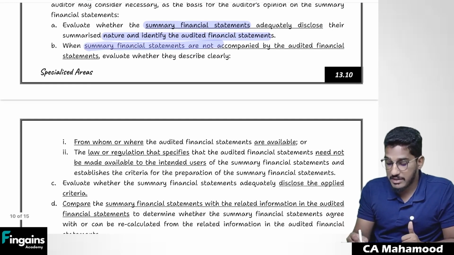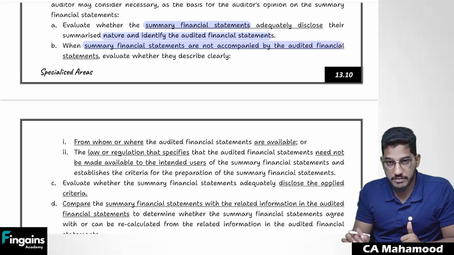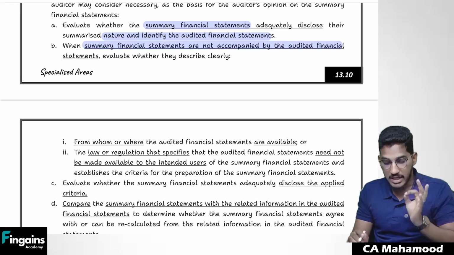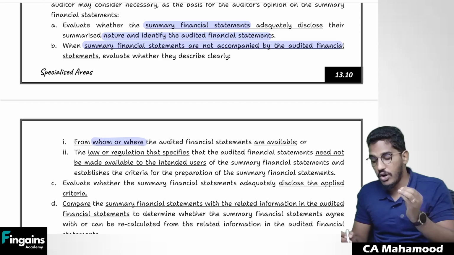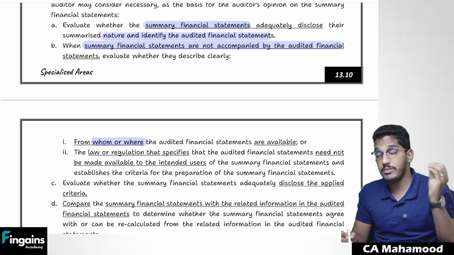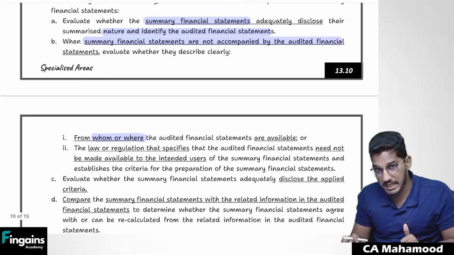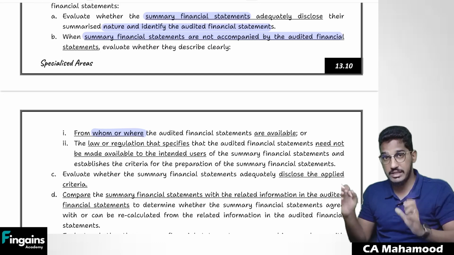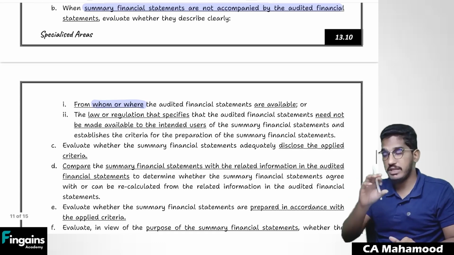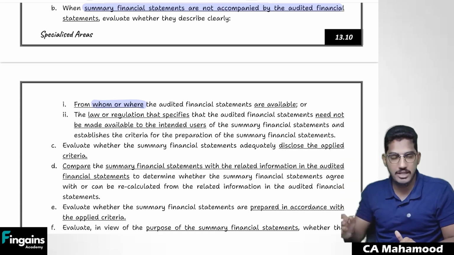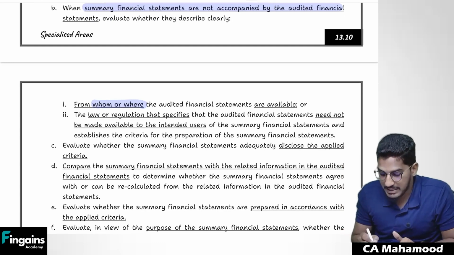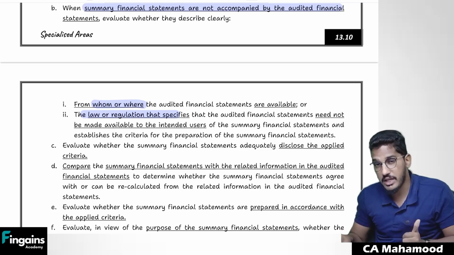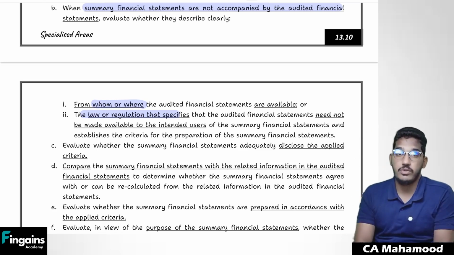In case the summary financial statements are not accompanied by the audited financial statements, that means if the management is circulating only summarized financial statements, they should clearly explain from whom and where these complete financial statements will be available. Nothing but where to find the complete financial statements, that they have to clearly explain. I will check whether they have clearly explained where to get the complete financial statements or not. In some cases, law or regulation may say that if you circulate complete financial statements alone, it will be enough.